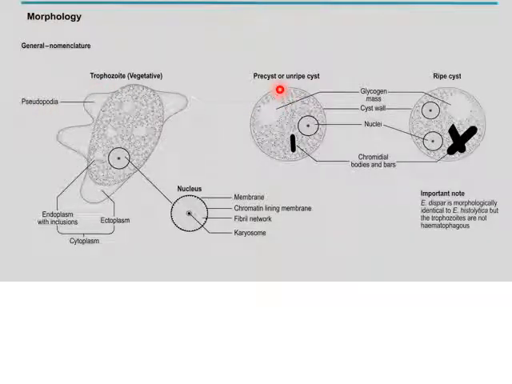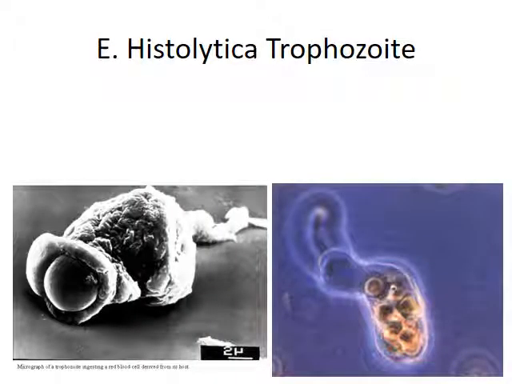While the pre-cyst is the intermediate stage between the trophozoite and cyst. It could be uninucleate or binucleate. As you can see here, the picture of E. histolytica trophozoite.